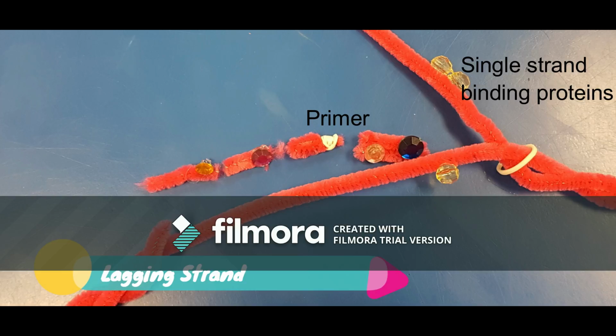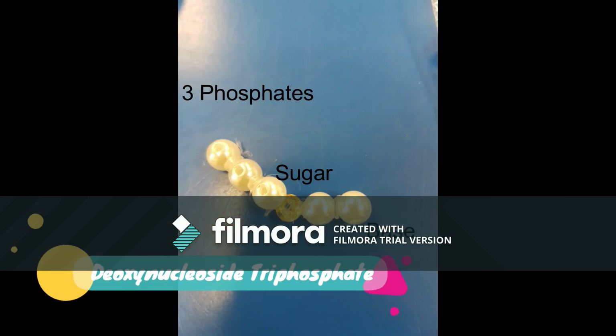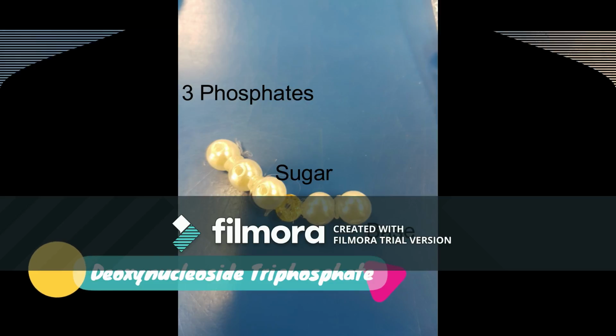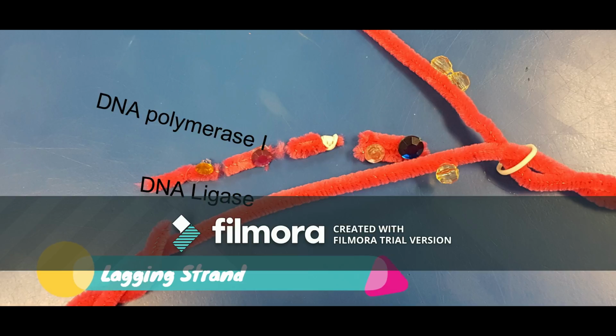A primer is the starting point for synthesis, and RNA primase synthesizes it in elongation, which is a primer sequence of RNA nucleotides, which is later replaced by DNA nucleotides that are added together. Nucleotides that are added to this strand are deoxynucleoside triphosphates. DNA polymerase I replaces the primer with DNA. DNA ligase helps connect the sugar-phosphate backbones from the lagging strand to form a single DNA strand.